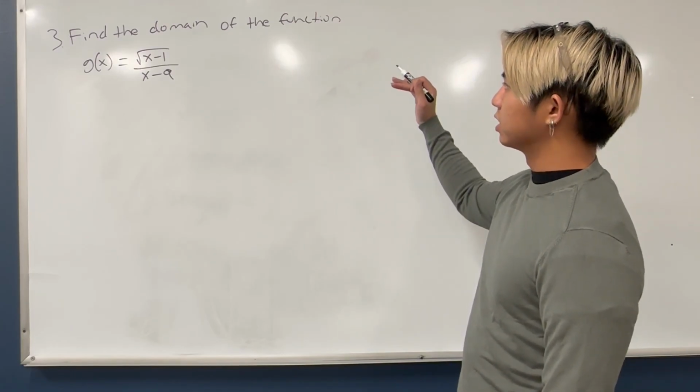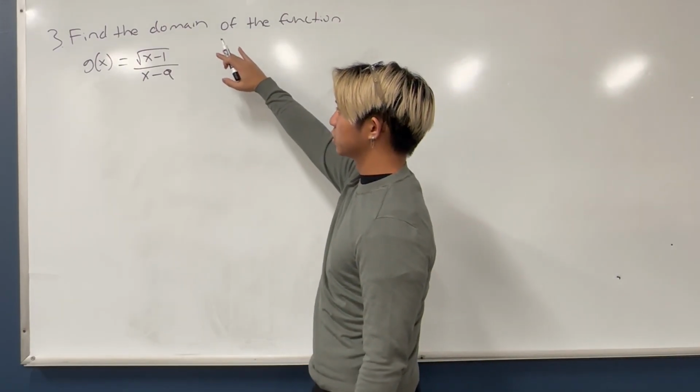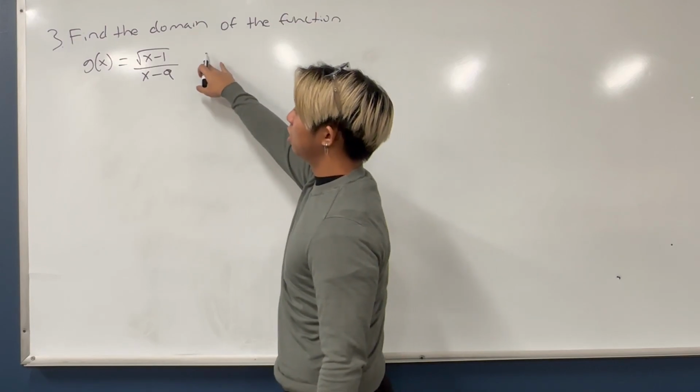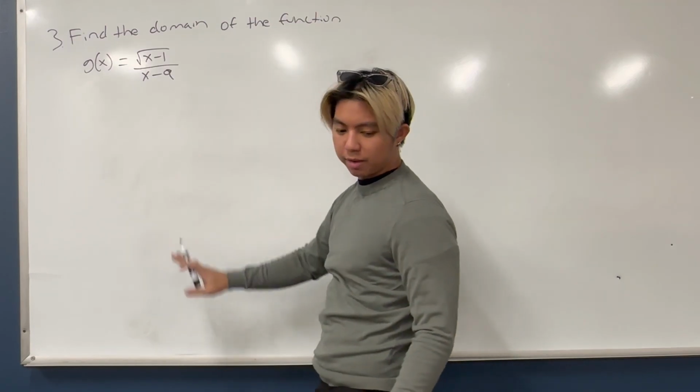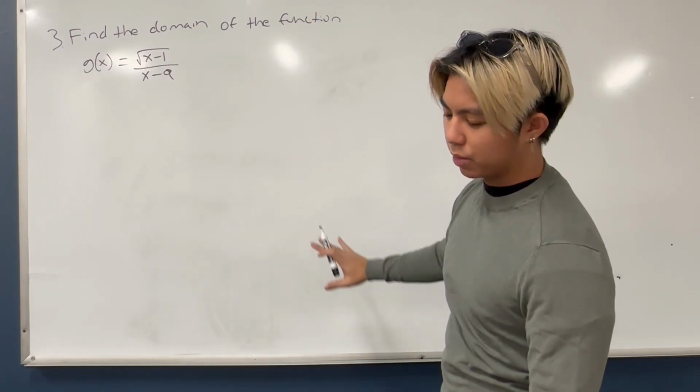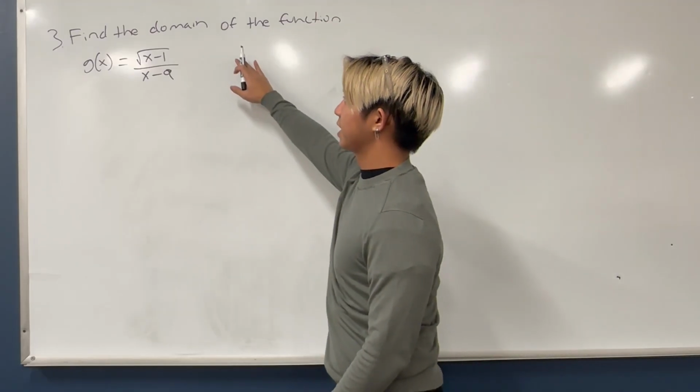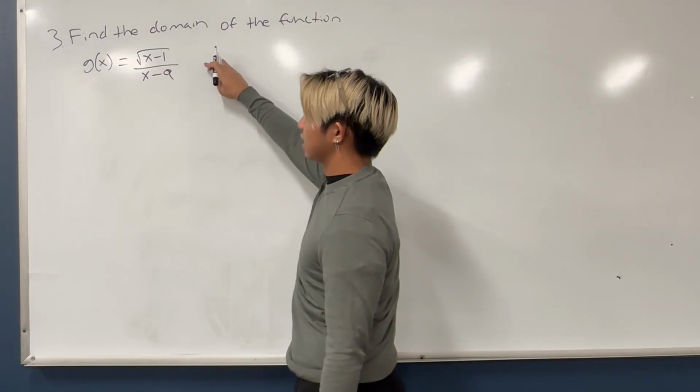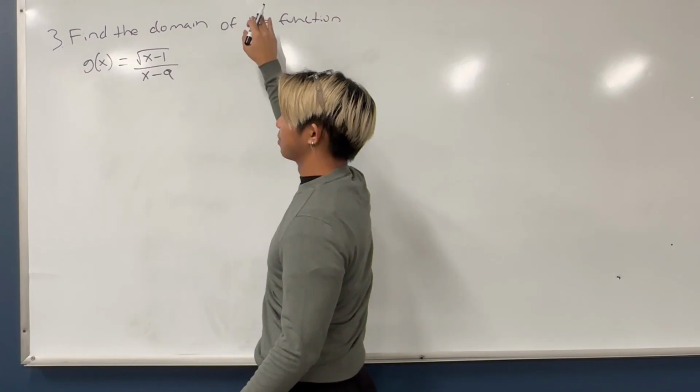So for number 3, we have: find the domain of the function g of x is equal to the square root of x minus 1, over x minus 9. Okay, cool. So if we look at the function, what do we notice? We have a fraction, and we also have a square root on the top.